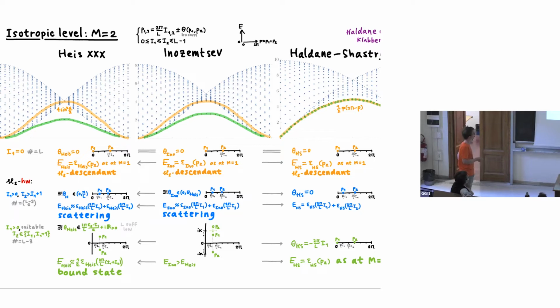So the interpretation here is that they are bound states, because if you look at the wave function, then typically the two downspins tend to be very, very close to each other.